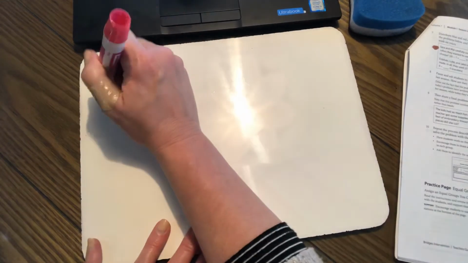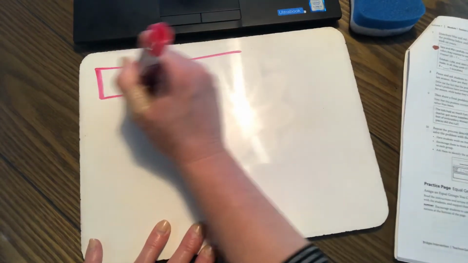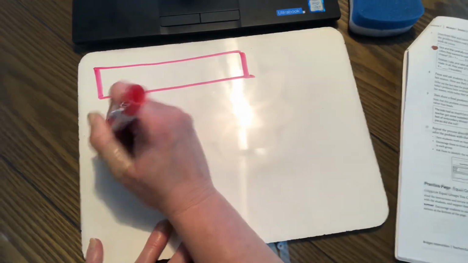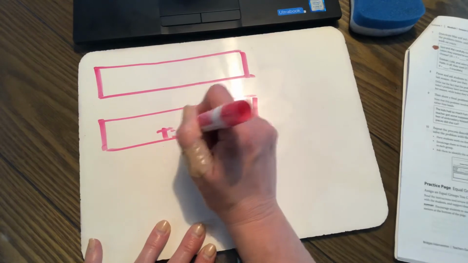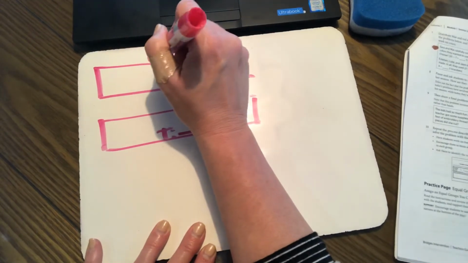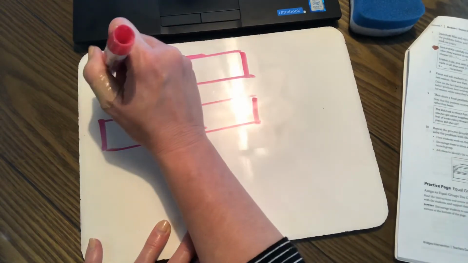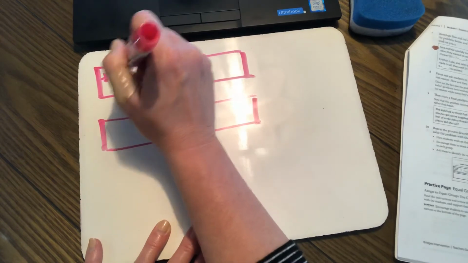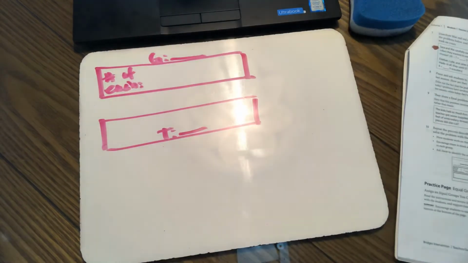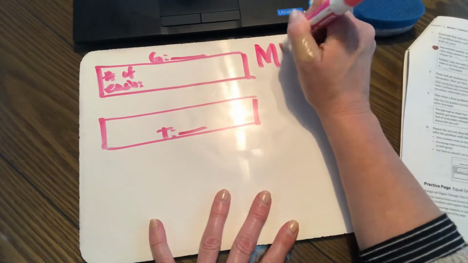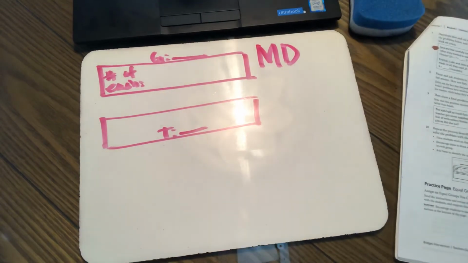Oh, I almost forgot this. How could I forget, right? T for total, G for groups, number of each. Okay, here we go. And our multiply and our divide.